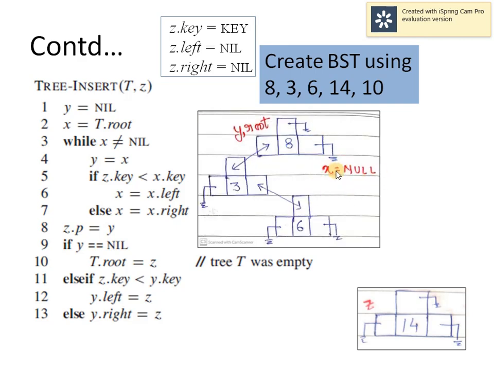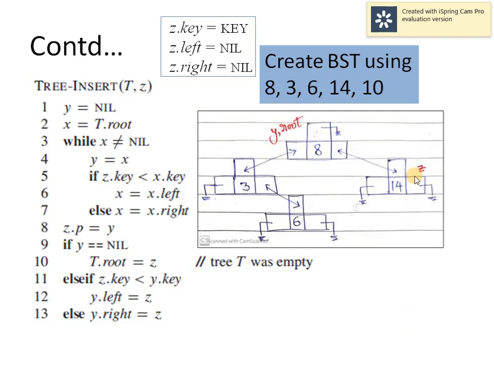Now x reaches null, this while loop will terminate, parent of z will point to 8 and then key values are compared. In this case 14 is greater than 8, so this line number 11 will give us false. So y dot right equals z will be executed. So this pointer will start pointing to z now. So we will have a structure something like this. 14's parent is 8 and 8's right child is pointing to 14.